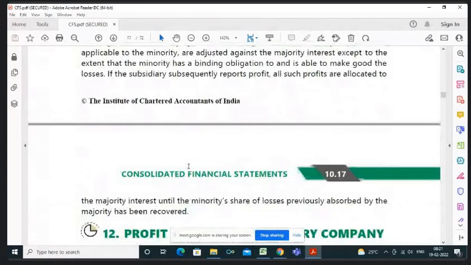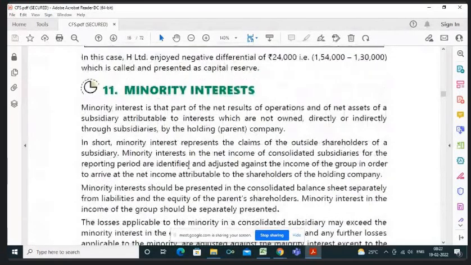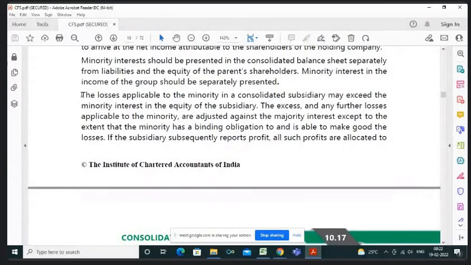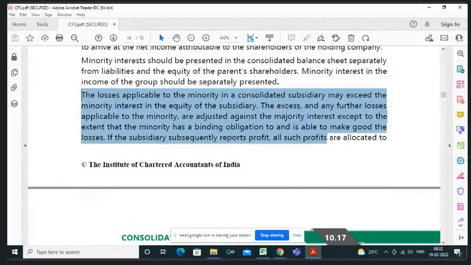Where is it? Yes, here. When we talk about minority interest, there's a last paragraph. I told you we'll take up a practical question on this concept. So this is a very important concept. The losses applicable to the minority in a consolidated subsidiary may exceed the minority interest in the equity of the subsidiary. The excess and any further losses applicable to the minority are adjusted against the majority.